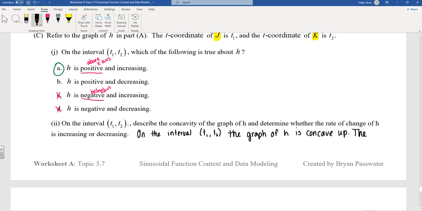The rate of change of h is, we got to tell whether the rate of change of h is increasing or decreasing. Rate of change is like the slope of the line, right? So, two ways to think about this.